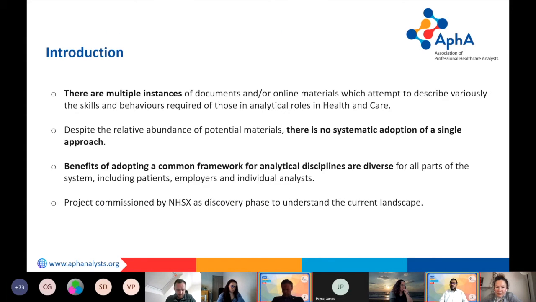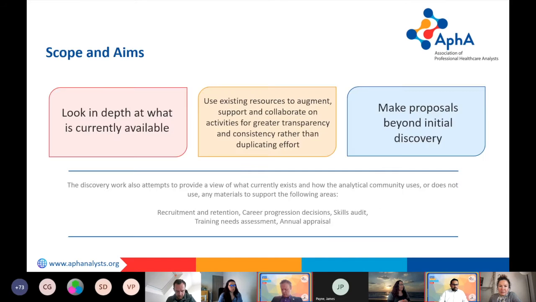So just to talk you through very quickly the key findings. You will be aware of some of these things anyway. So the idea was that there are multiple instances that describe the analytical competency framework, but there wasn't one single one. So what we found is there's quite a lot of competency frameworks out there. There wasn't a consolidated one which we could make use of now. And it was obvious, through our discovery work, that it would be very, very beneficial to the analytical community if we have such a framework. So I will go to the next slide.